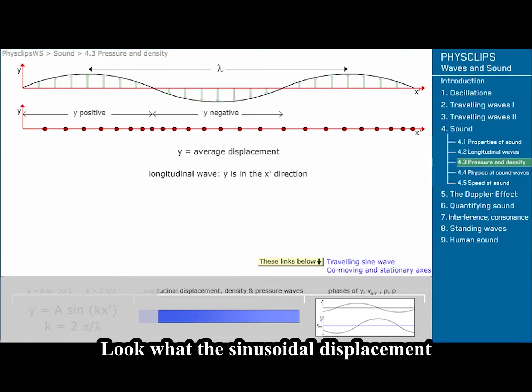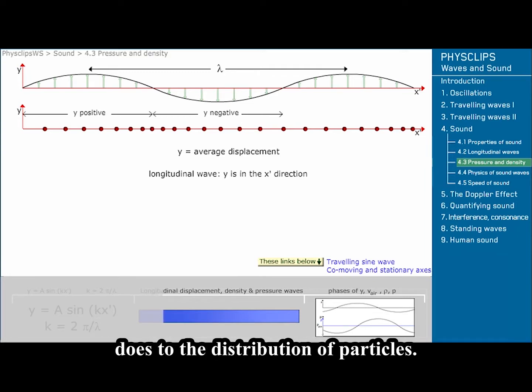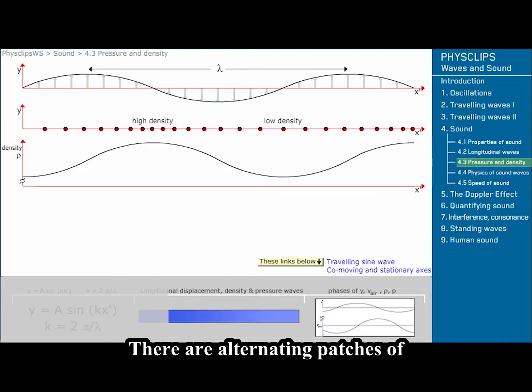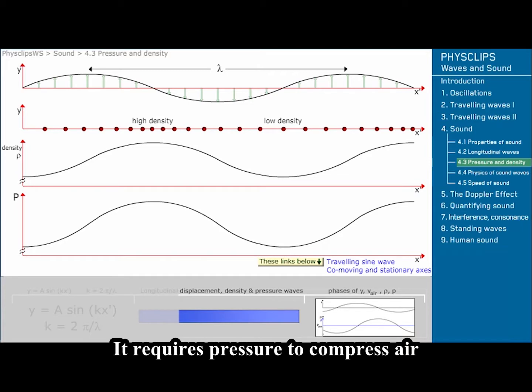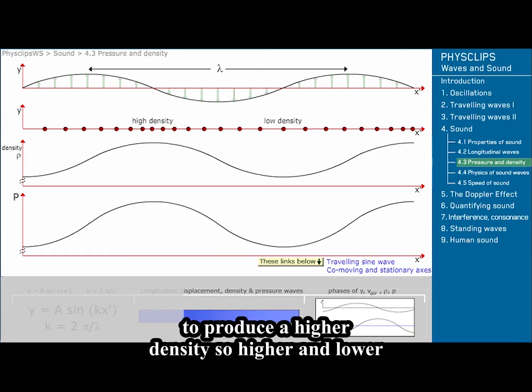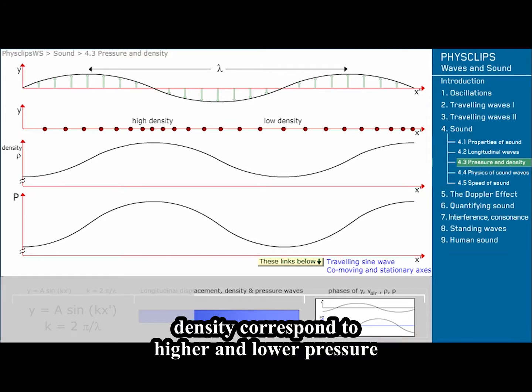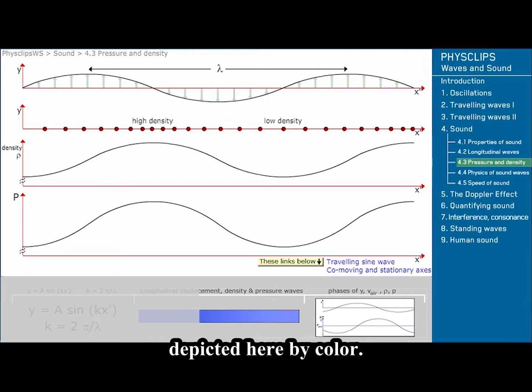Look what the sinusoidal displacement does to the distribution of particles. There are alternating patches of higher and lower density. It requires pressure to compress air to produce a higher density. So, higher and lower density correspond to higher and lower pressure, depicted here by colour.